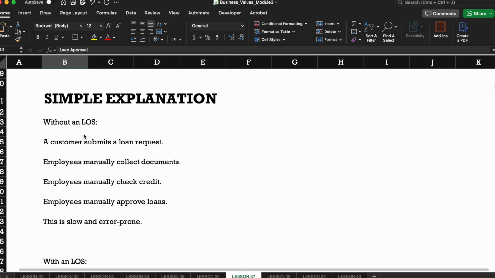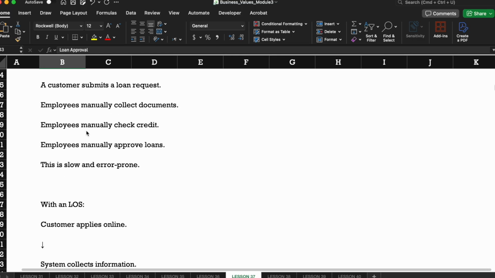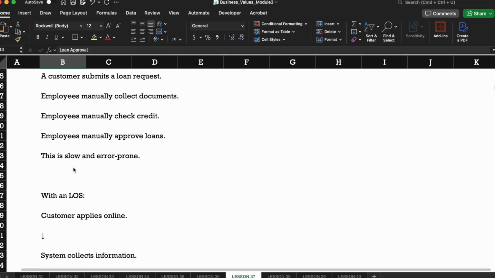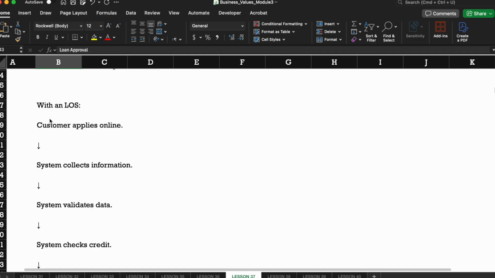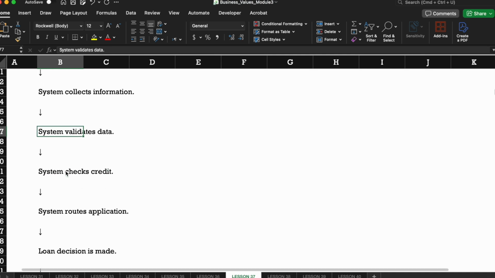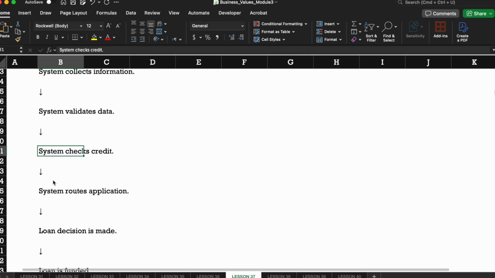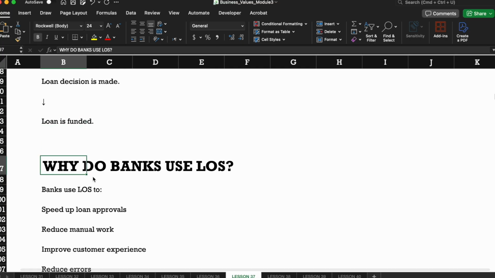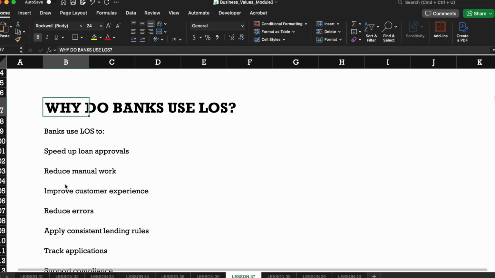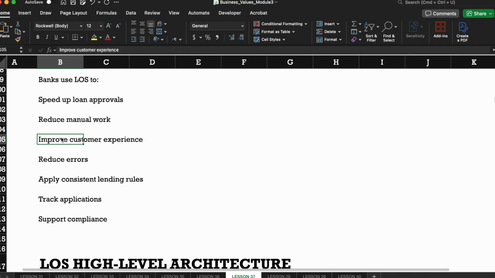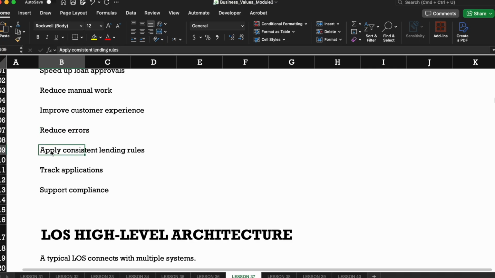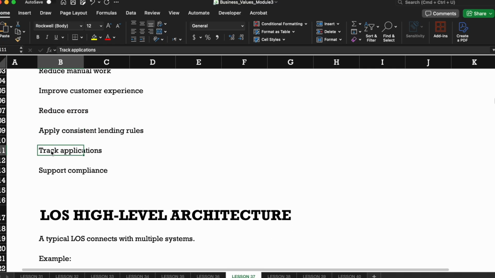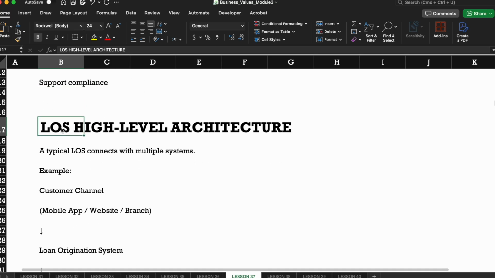Simple explanation: without an LOS, a customer submits a loan request, employees manually collect documents, manually check credit, and manually approve loans. This is slow and error prone. With an LOS, the customer applies for a loan, the system collects information, validates data, checks credit, routes the application, a loan decision is made, and the loan is funded. Why do banks use LOS? Banks use LOS to speed up loan approvals, reduce manual work, improve customer experience, reduce errors, apply consistent lending rules, track applications, and support compliance. LOS high-level architecture.